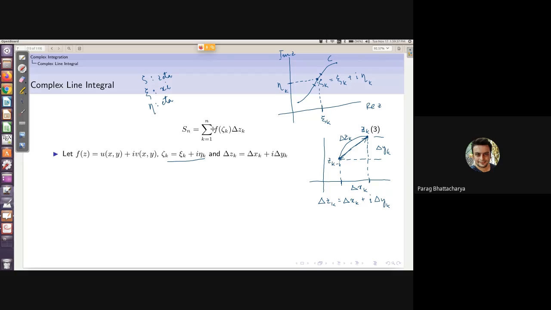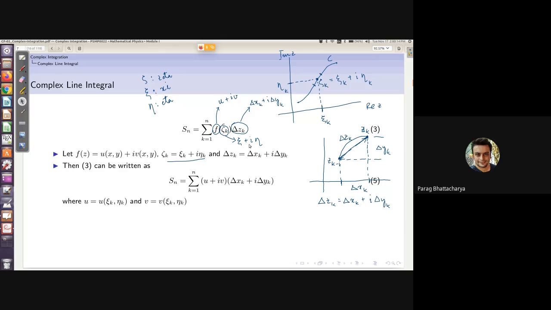The function f, we are writing in terms of u and v. This dummy variable zeta k, we are writing in terms of xi and eta, and this change in the complex number, we are writing in terms of delta xk and delta yk. Because all of them are complex, that's why we are writing it like this. So this is what we get so far.